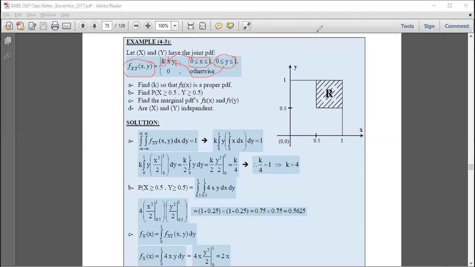The second condition is that the double integral of the joint PDF f of x and y should equal 1. Straightforward integration. I'm sure you can all do the double integral. Guys, is there anyone who can't do the double integral? Please write to us in the chat so we can make sure.